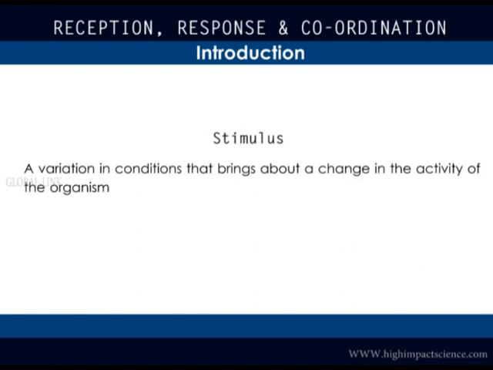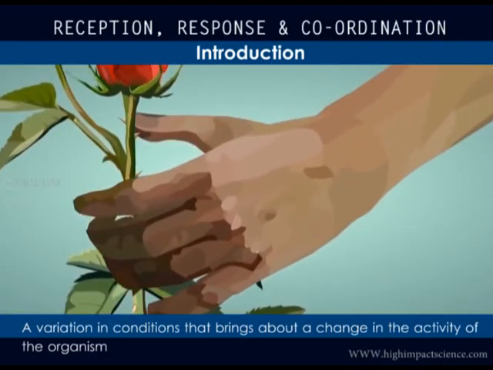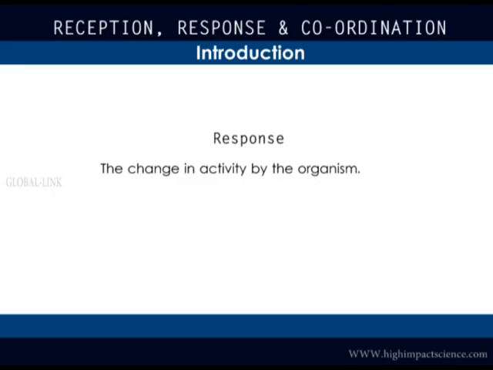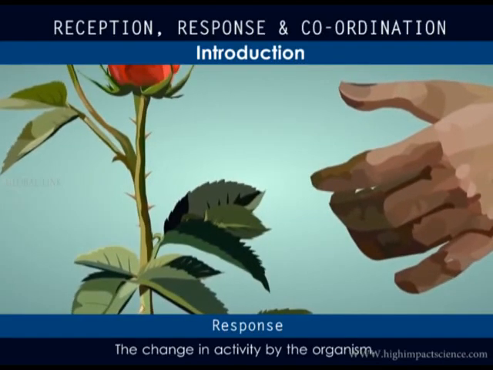A variation in conditions that bring about a change in the activity of the organism is called a stimulus. In this case, pricking of the thorn is the stimulus. The change in activity by the organism is called a response. In this case, retracting the hand is the response.